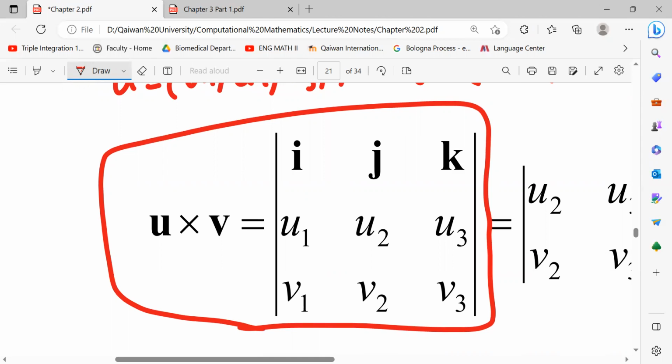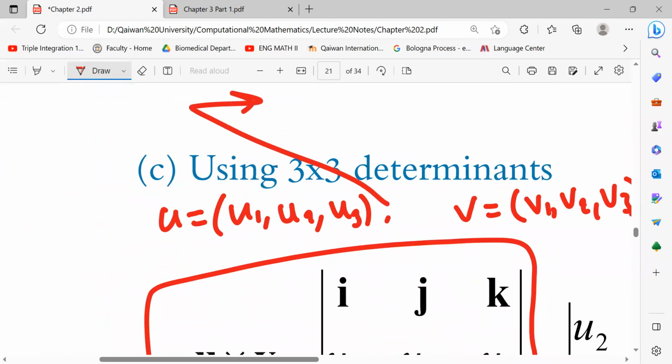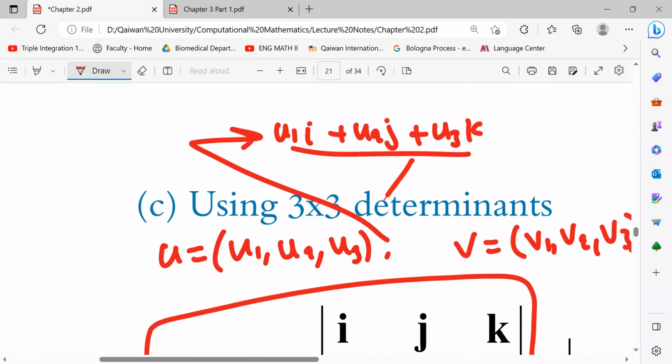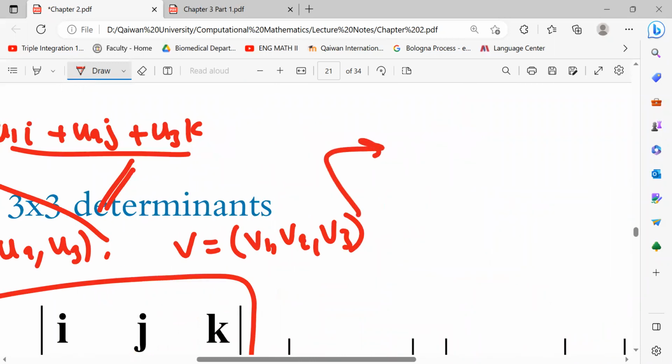But here, i, j, and k are the components of any vector. This vector could be written as u1i plus u2j plus u3k. These 2 are the same. Even for this one, you could write it as v1i plus v2j plus v3k. Look, the first component is i, the second component is j, and the third one is k.